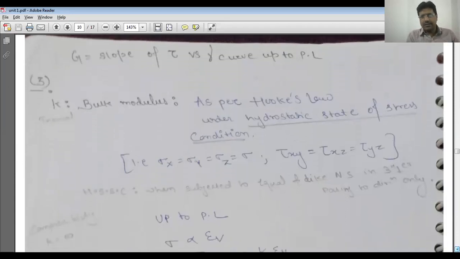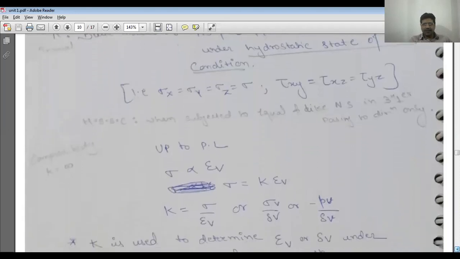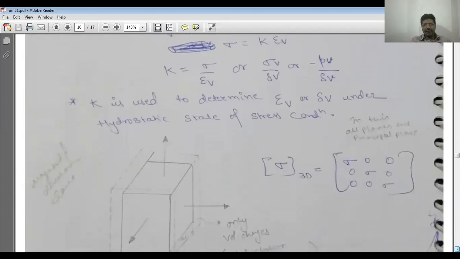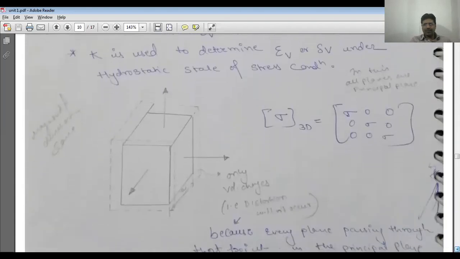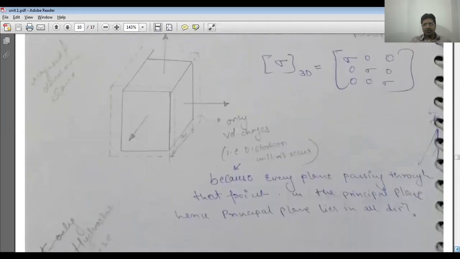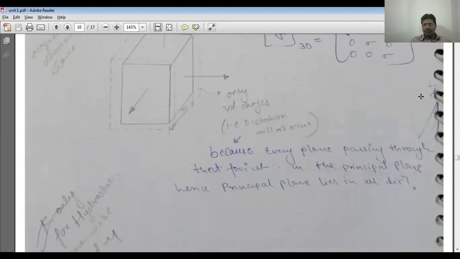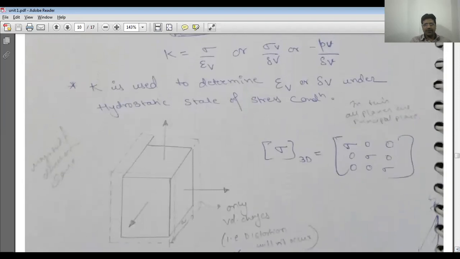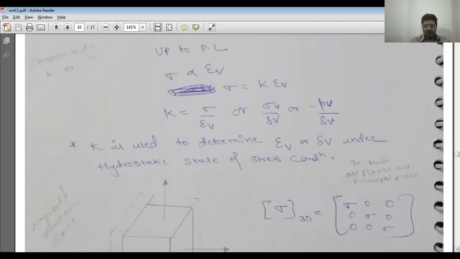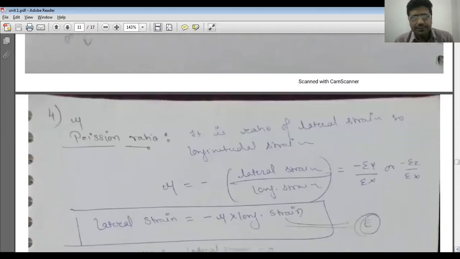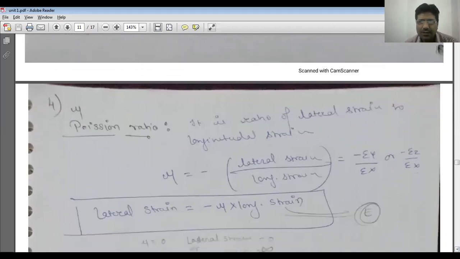The third type of elasticity is bulk modulus of elasticity, and this will be taken into consideration when volumetric stresses and strains are taken into consideration. This is basically all three dimensions. So in that case, bulk modulus of elasticity will be taken into consideration. So these are the three types of modulus of elasticities.